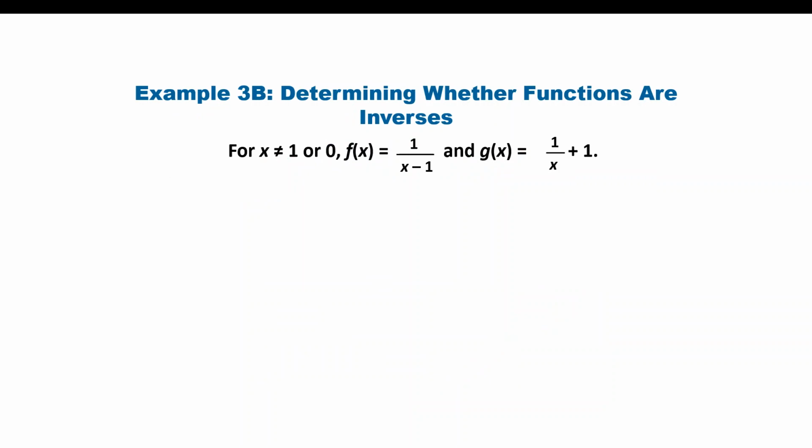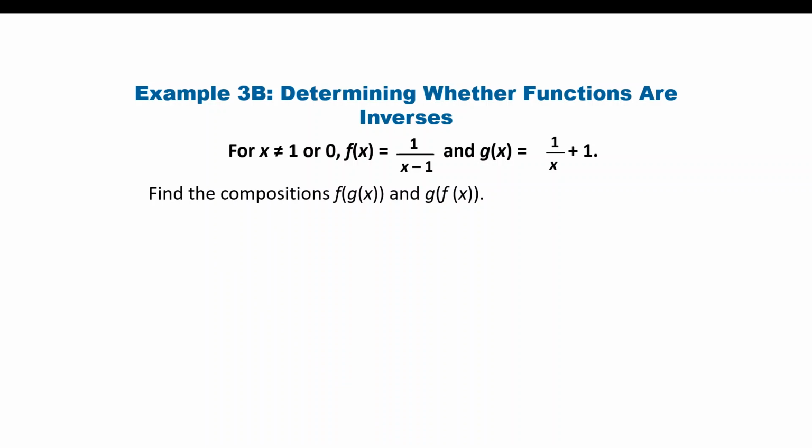Okay, let's do another example like this. So we're going to determine whether the functions are inverses, and they've already started off by telling us that x can't be 1 or 0, because if it was, then our functions would be undefined, and we don't want to have that. So they're just letting us know that everything is defined. And so the first thing we want to do is go ahead and find the composition of f of g of x, and then we're going to find the composition of g of f of x.